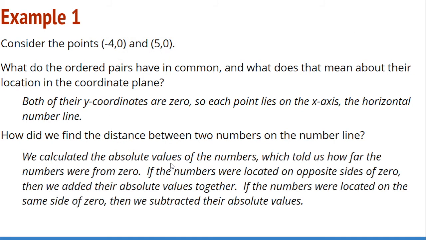So we calculate the absolute values of the numbers, which told us how far the numbers were from 0. If the numbers were located on opposite sides of 0, then we add the absolute values together. So I'm finding the absolute values, and because they're on opposite sides of the axis, I can combine them. If the numbers are located on the same side of 0, then I'm not going to add them together. I'm going to find the difference of the absolute values.